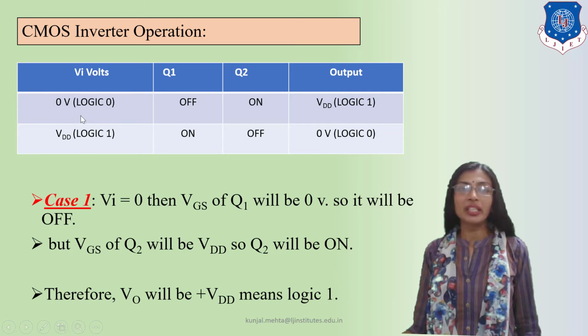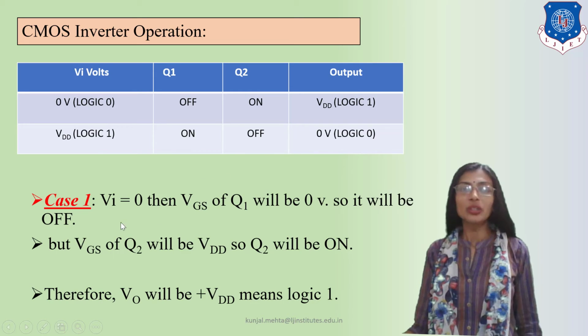Now let me explain case number 2. If Vi is equal to VDD, that means the input is logic 1, high. If the input is high, then Q1 is on and Q2 is off. That means Q1 is forward biased and Q2 is reverse biased. So similarly, Q1 will be short circuited and Q2 will be open circuited. That's why the output will be 0. So these are the two cases explained here.